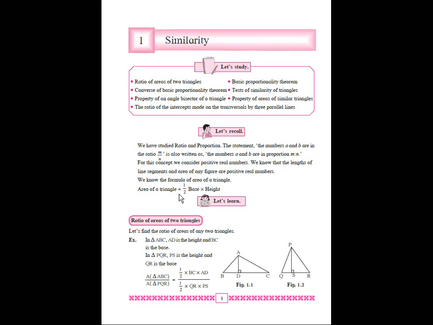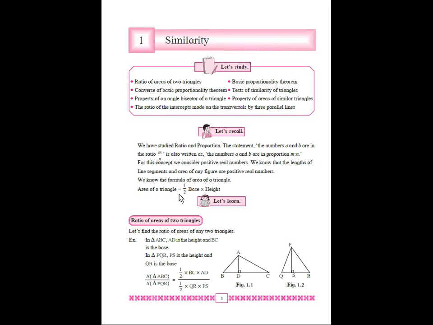In the previous lecture, we discussed ratio and proportions. As you know, if you want to find the ratio of any areas or numbers, it will always be a real number. So in this particular lesson, we have to find the ratios of two triangles.